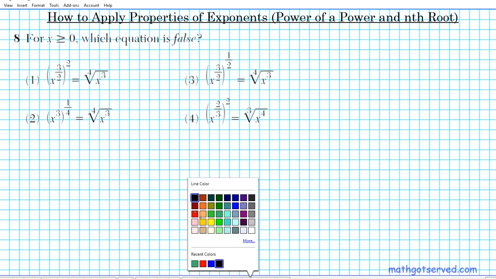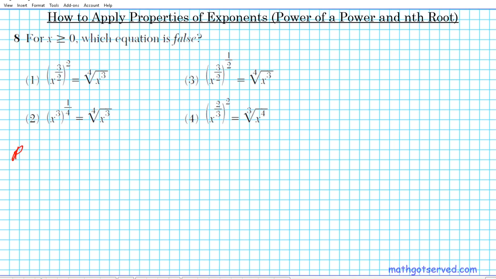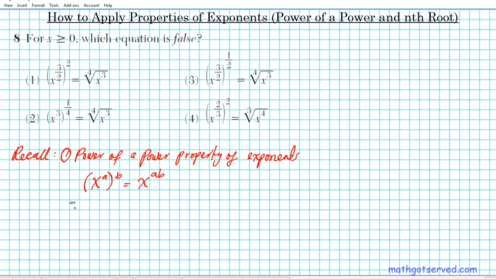Now, before we go ahead and solve the problem, let's refresh our memory on what the properties of exponents that we're using for this problem are. The first one is the power of a power property of exponents. So what is the power of a power property? If you have x to the a raised to the b power, if you have a power raised to a power, guess what you do? You multiply the powers. Simple and short.